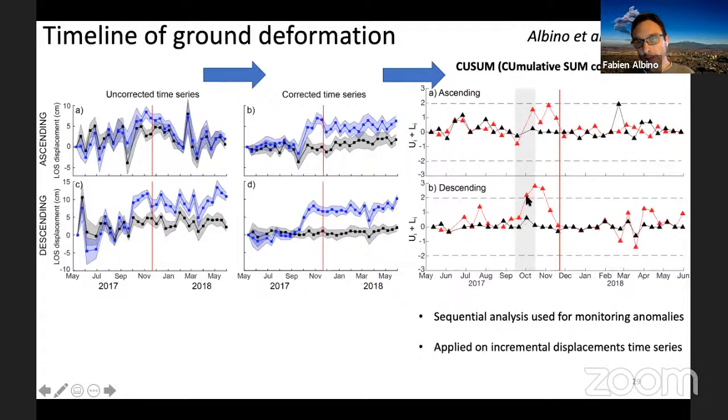So you can be sure that during this October, when there was a seismic crisis, there was a large anomaly due to the ground deformation. And then you can implement that in a volcano observatory to do it in near real time.